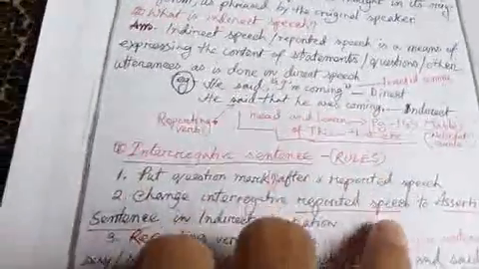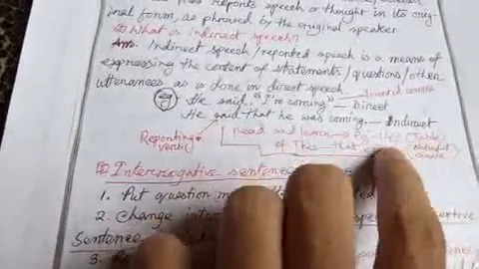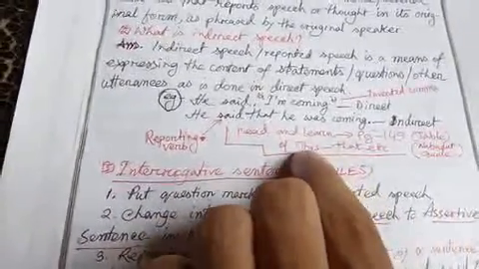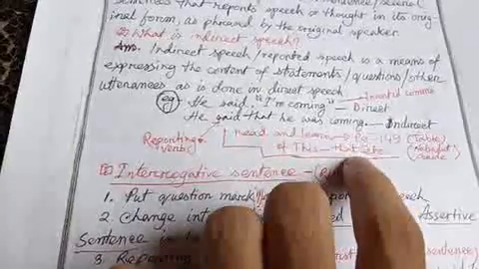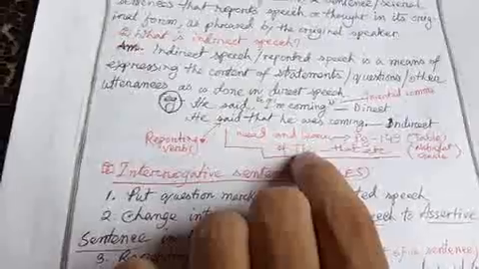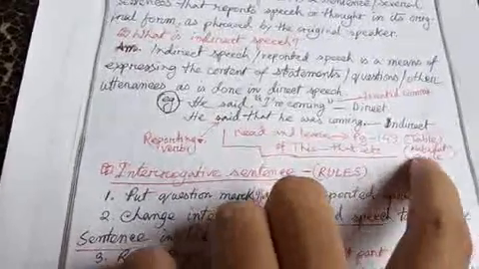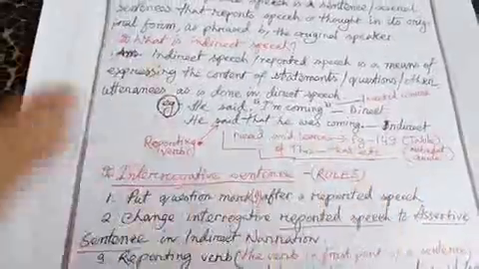Okay, so read and learn the table on page 149. There's a table showing what becomes what: something in direct speech will become that in indirect speech. You have to know it.